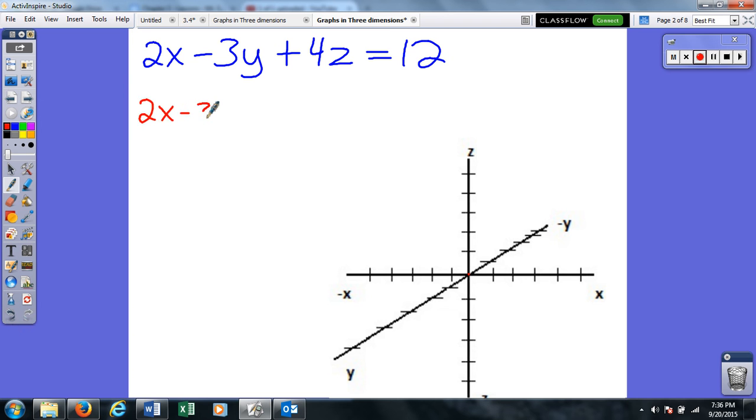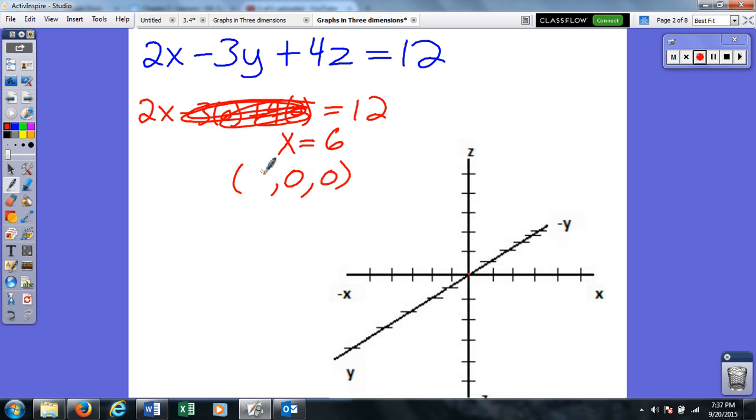Then we'd have 2x minus 3 times 0 plus 4 times 0 equals 12. All this stuff goes away. We get 2x equals 12, so then x equals 6. So what happened there is we plugged in 0 for y and 0 for z, and we got 6 for x. So let's plot this on the x-axis. 1, 2, 3, 4, 5. I guess I'll have to extend it a little bit, but there is 6. There's the x-intercept.